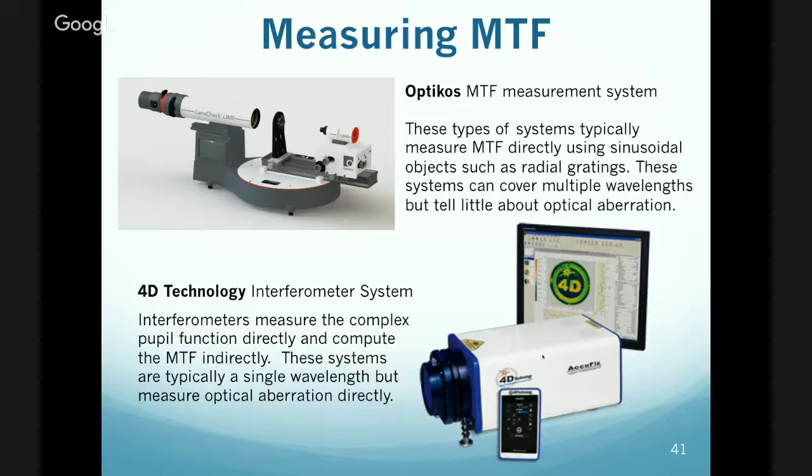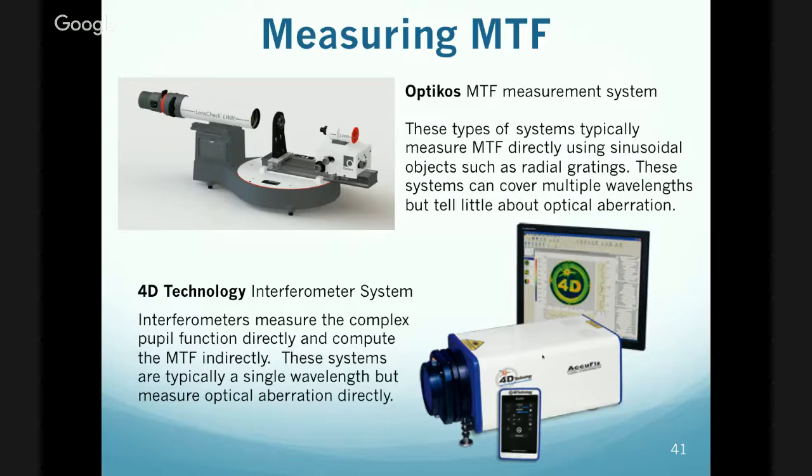So, of course, I was in interferometry, so I'm pretty biased. This is a picture of a little 4D AccuFiz interferometer. Interferometers, of course, directly measure the complex pupil function. I know those are kind of complicated words, but it measures the shape of the pupil and the aberration. That's what it does, and that's what goes into the complex pupil function. And then I've shown you how the MTF is computed from that. So we use that to compute the MTF.